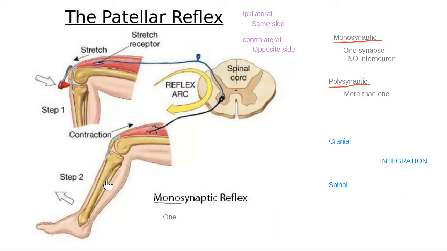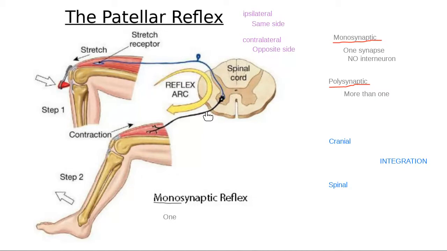Would we say that the patellar reflex is an ipsilateral reflex or a contralateral reflex based on our descriptions here? Yeah, the patellar reflex is going to be an ipsilateral reflex. It would be really creepy if it was contralateral, right? Doctor taps your right leg and you kick them with your left. So in an ipsilateral reflex, the side of the spinal cord that the sensory information comes in is the same side of the spinal cord that motor information goes out.